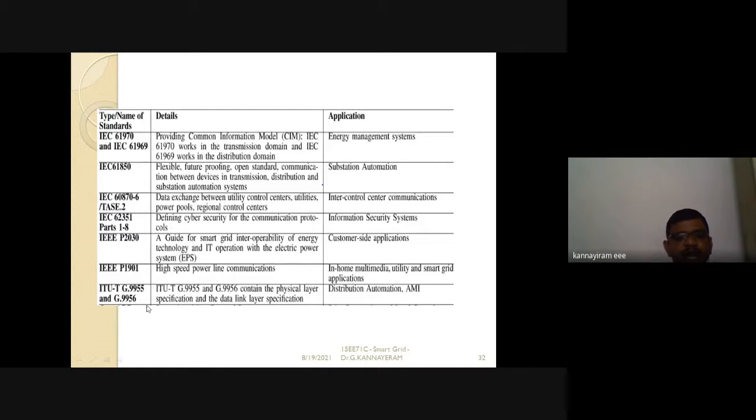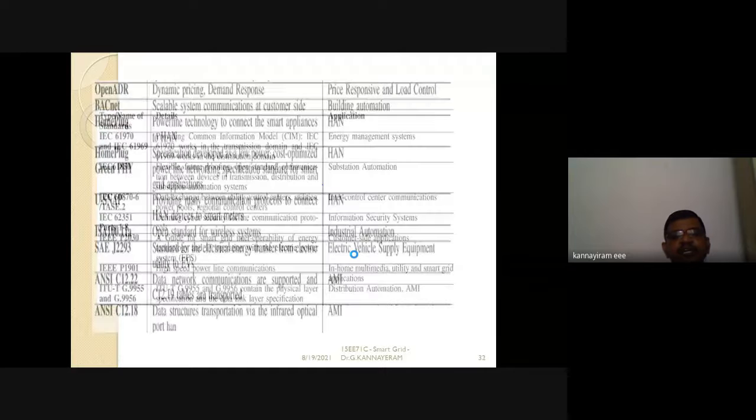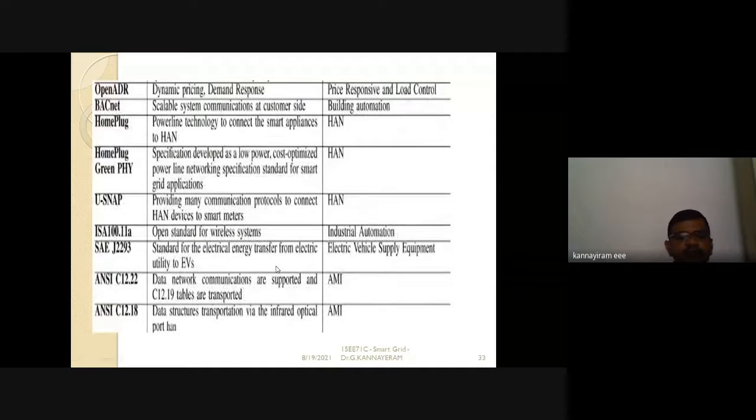In a similar manner, ITU-T G.9955 and G.9956 standards are available, which can be used for distribution automation and advanced metering infrastructure. Then IEC 62970 can be used for energy management. You can clearly refer to the table. Similarly, ANSI C12.18 covers data structure transportation via an infrared optical port and can be used for advanced metering infrastructure.